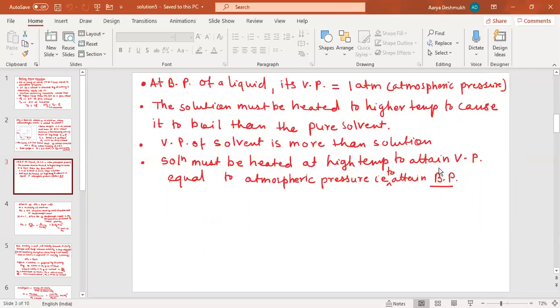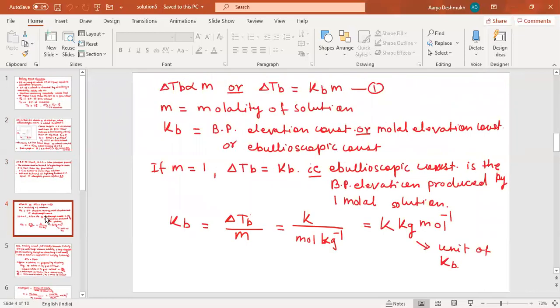Attaining this vapor pressure equal to atmospheric pressure is nothing but the boiling point of the solution. So to attain the boiling point, it should be heated to a higher temperature than it was when it was in pure form. This means that on addition of solute into the solvent, the solution formed has to boil at a higher temperature. That is nothing but the elevation in the boiling point when a solution is formed. Now this delta TB is nothing but the elevation in boiling point.